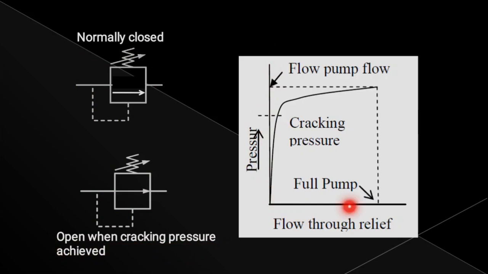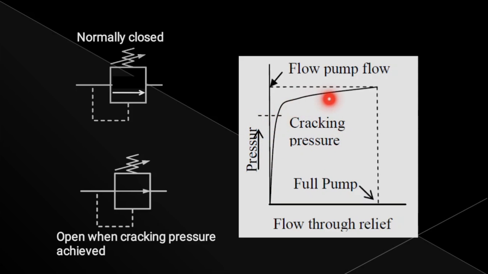This diagram is a graphical representation of how the flow through the relief valve relates to pressure. The flow is considered only when the required pressure is reached. This dotted line shown here is the cracking pressure. If the liquid reaches this cracking pressure, then only the flow takes place. A minute amount of flow takes place here because of leakage, but the valve opens only when the cracking pressure is reached.